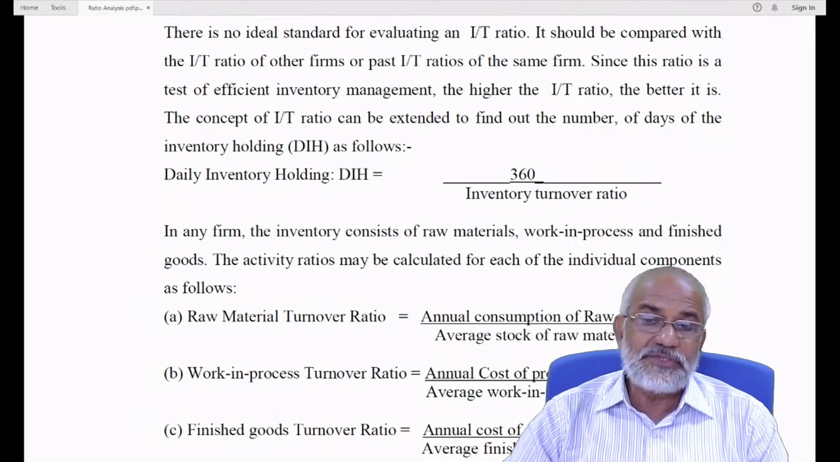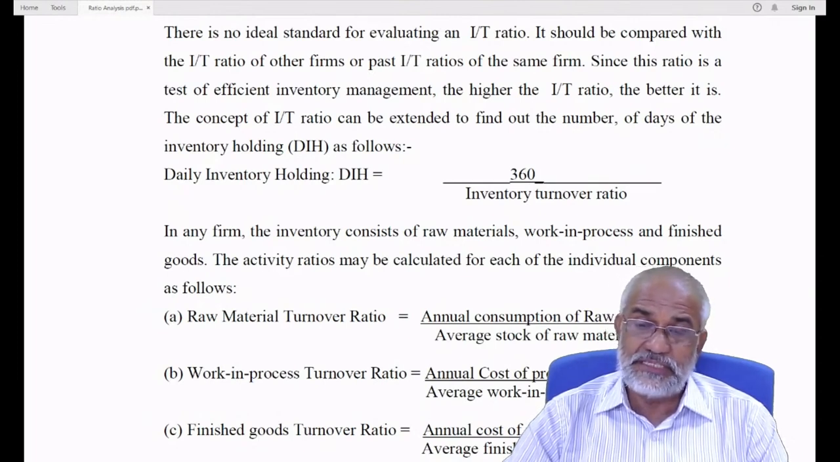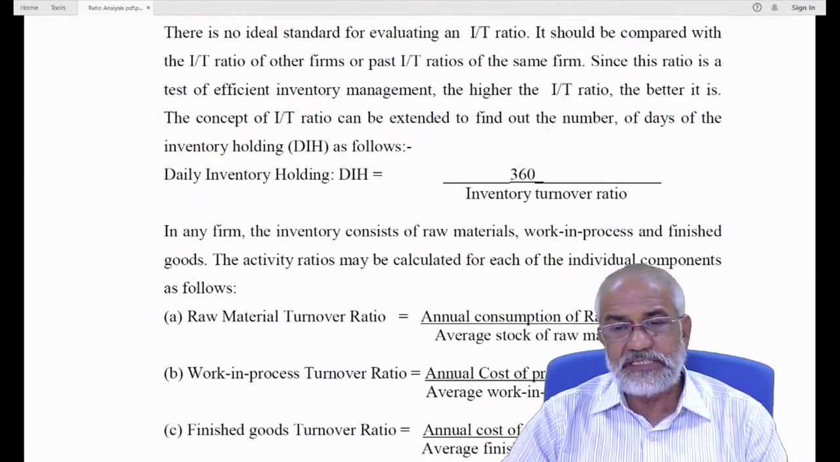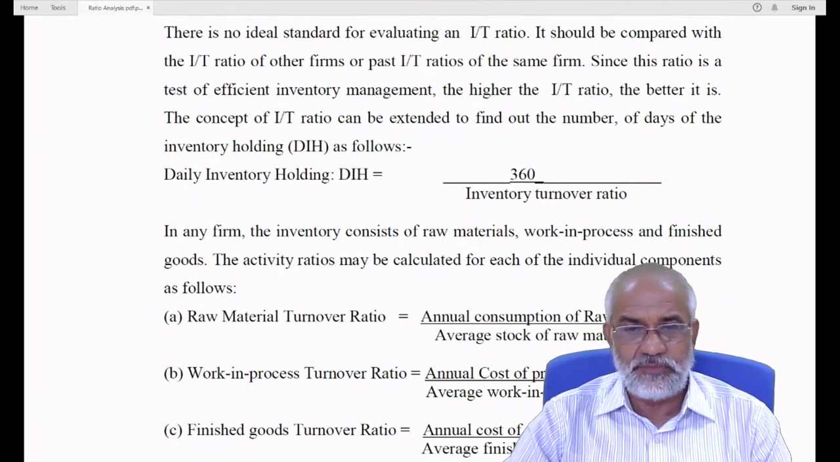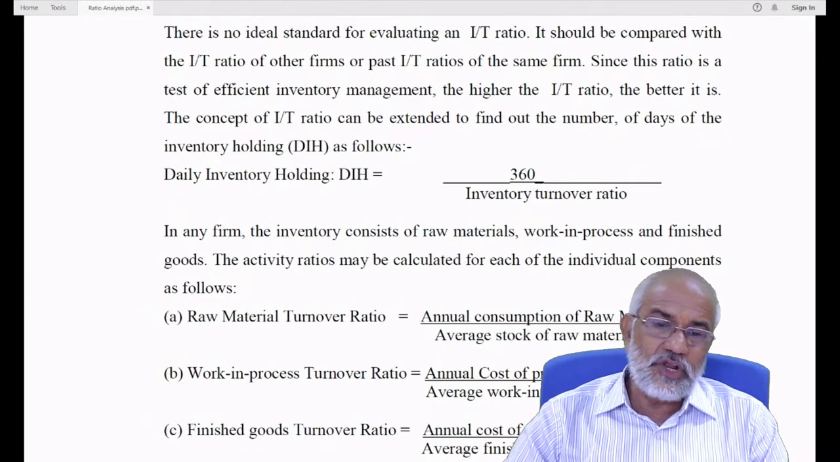When that annual consumption of raw materials is divided by the average stock of raw materials, which has to be computed in the same way, opening stock of raw materials plus closing stock of raw materials divided by 2, that would be the average stock of raw materials. That would be the raw material turnover ratio.